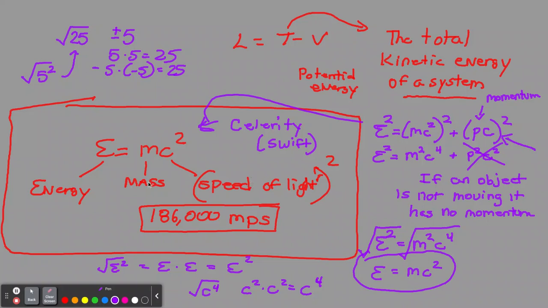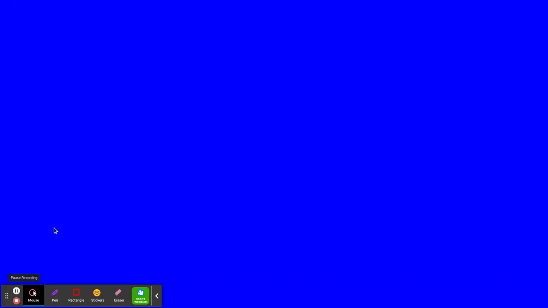Now let's look at the other equation. Rewind if you need to. I'm going to clear this out. And let's write the other equation. Let's change the color. There we go. A little blue today, brighter blue. And dark blue. And we'll use white.